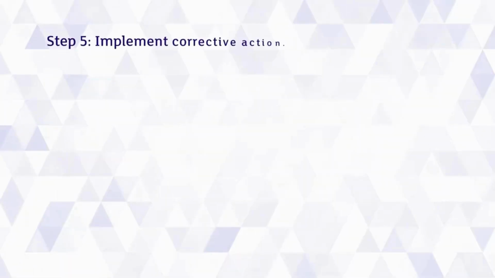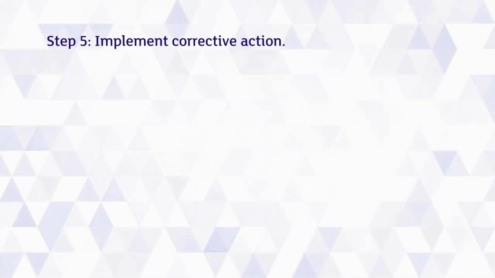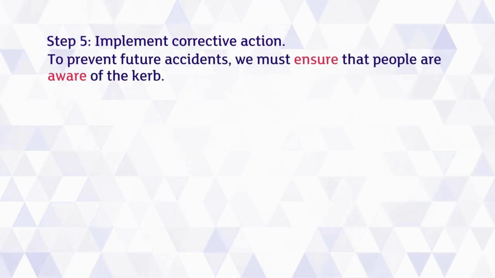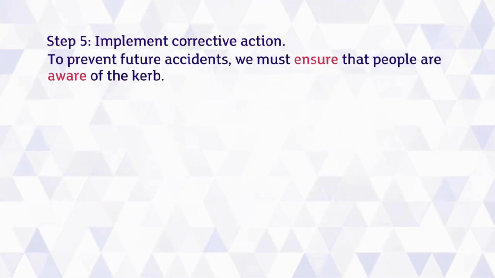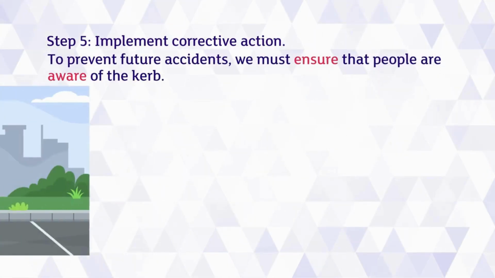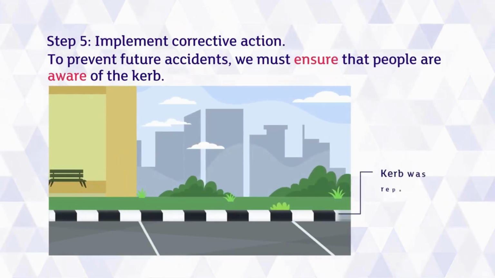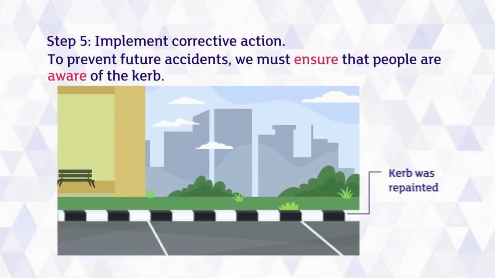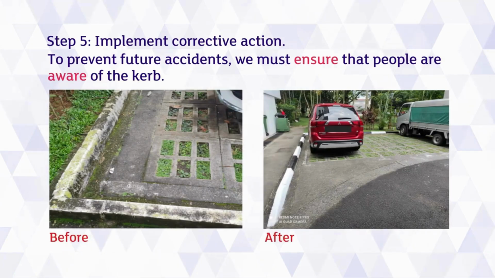Step 5. Implement corrective action. To prevent future accidents, we must ensure that people are aware of the curb. In this case, the curb was repainted so that other walkers will not accidentally trip over it.